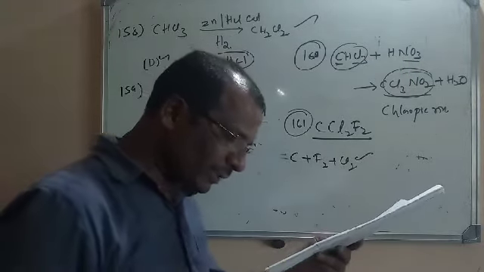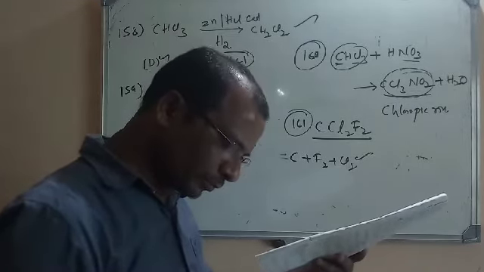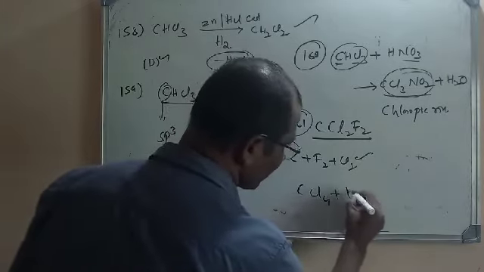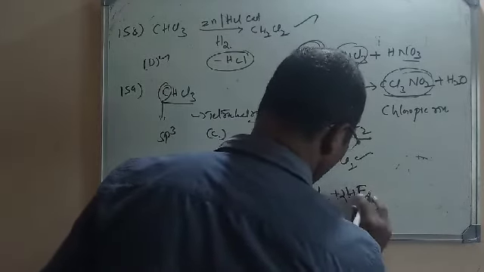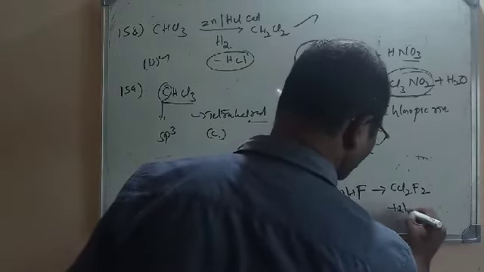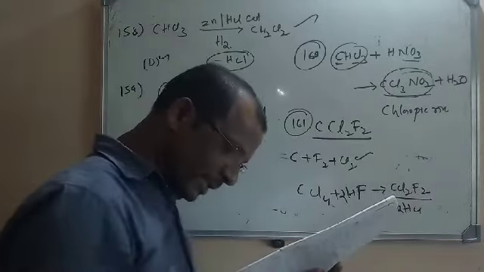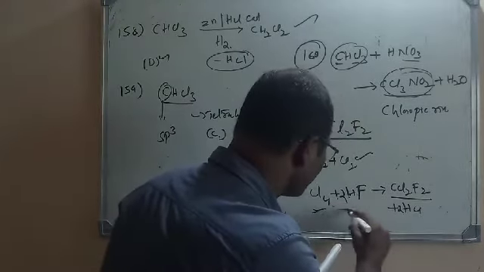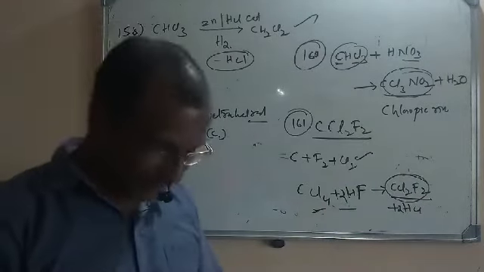Second one, methyl chloride and fluorine. That also can't give. Third one, CCl4 and HF. Yes, that is possible. CCl4 and HF, we can prepare CCl2F2. So actually that is option C, in the presence of SbCl2. Yes, this is the reaction. CCl4 and HF will give us CCl2F2 in the presence of SbCl2.